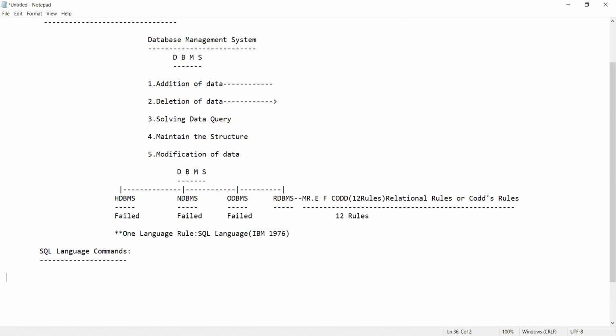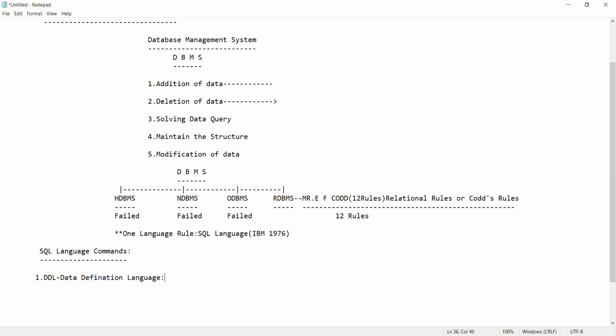Everyone, SQL language commands. The first SQL language we have here is the SQL language commands. The first command of the SQL language is called DDL. What does DDL stand for? Data Definition Language, which is how to define the data. This is called a data definition language.